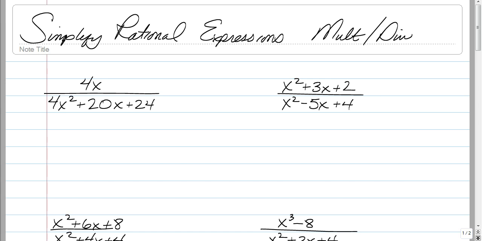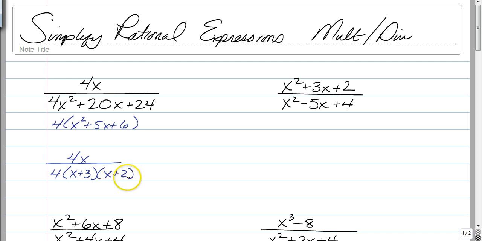In the very first problem, we see that we have 4x on top, but the bottom can be simplified. For the denominator, we would first factor out a 4, leaving us with an x squared plus 5x plus 6, which can then be factored again. After you simplify, you're going to have 4x over 4 times x plus 3 and x plus 2.